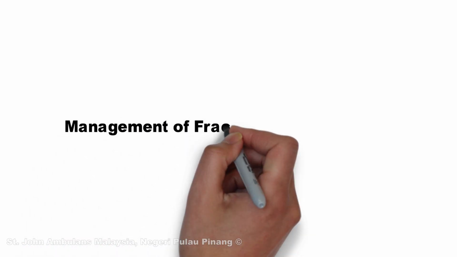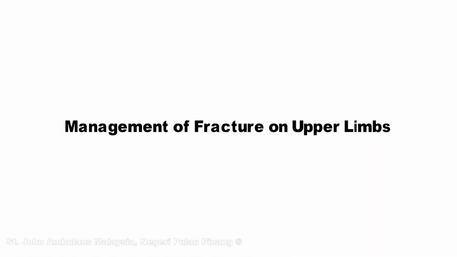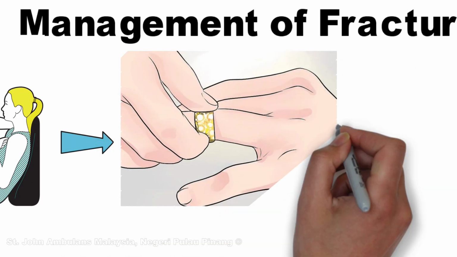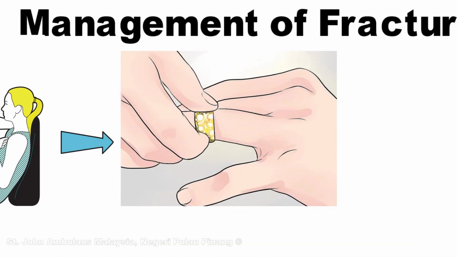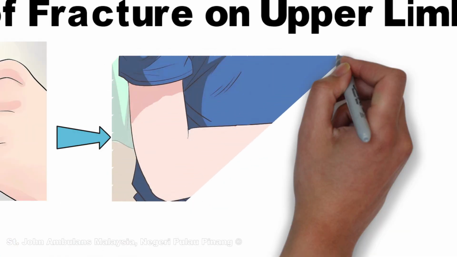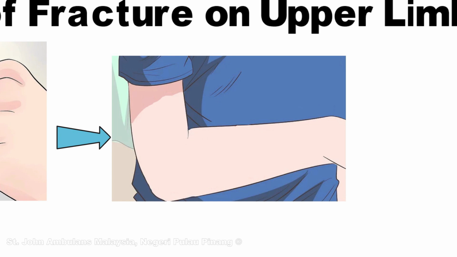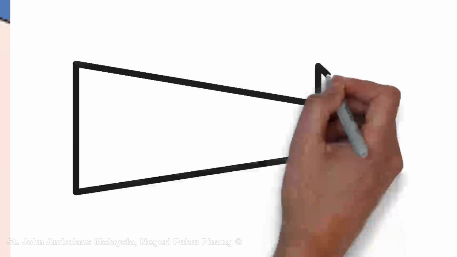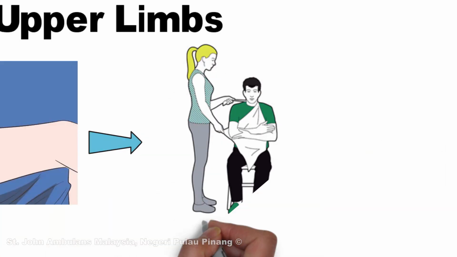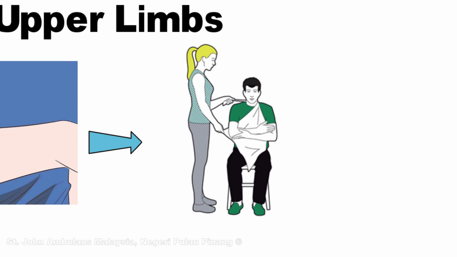Management of fracture of the upper limbs. The aim is to immobilize the affected arm. Firstly, ask the casualty to sit down and remove all jewelries on the affected arm. Gently place the affected arm horizontally across the casualty's body in the position that is most comfortable to the casualty. Ask the casualty to support elbow for proper support.